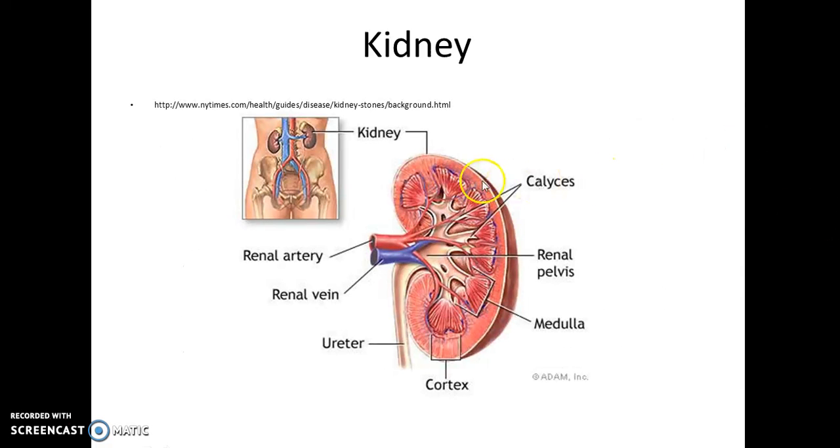Now we have pictures of the kidney. The cortex is on the outside, the medulla is here, and these structures are the pyramids found within the medulla. And there's the ureter. If you want to draw that picture, that would be good too. Hit pause.